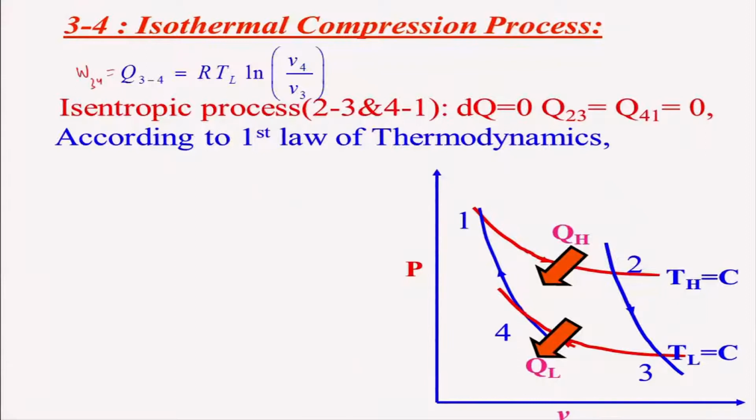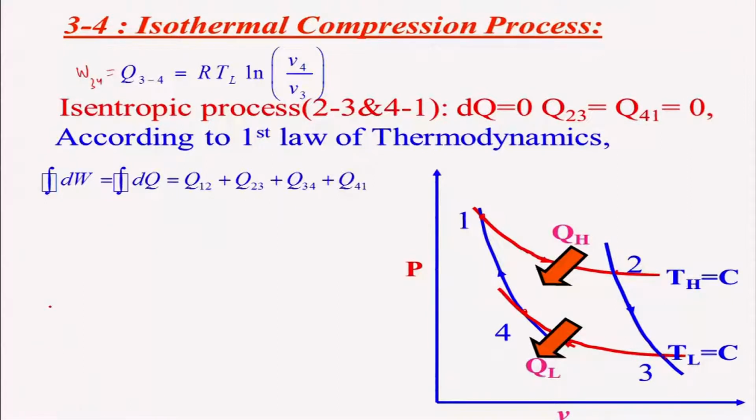For the isentropic processes, 2 to 3 and 4 to 1, dQ is 0. Therefore, Q23 is equal to Q41, which is equal to 0. According to the first law of thermodynamics, we can write the cycle integral of work equals the cycle integral of Q, which is nothing but Q12 plus Q23 plus Q34 plus Q41. You go this way, 1 to 2, 2 to 3, 3 to 4, 4 to 1.